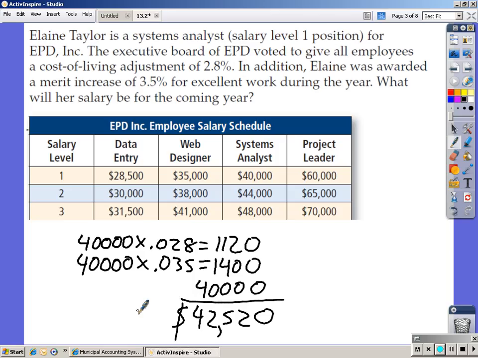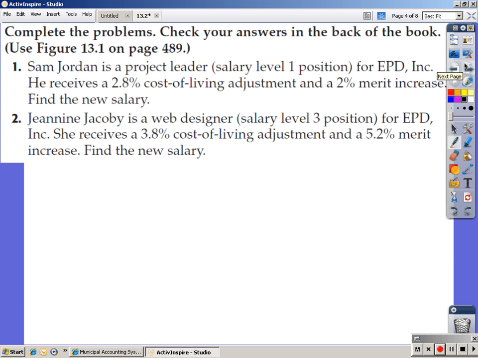Let's look at problem number 1 of the homework. You guys try that out, problem number 1 and 2. Go ahead and work both those out. Press pause and play to see them worked out. Okay, so let's go ahead and work out numbers 1 and 2.